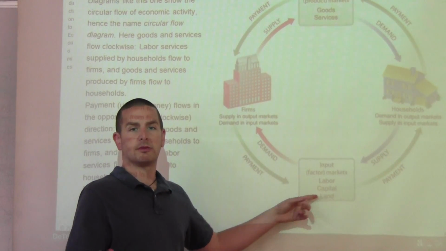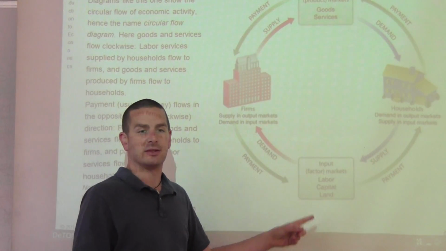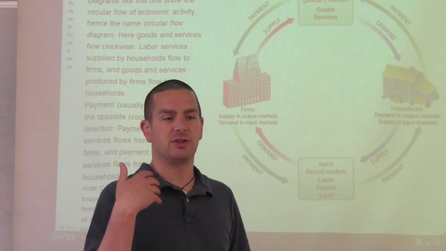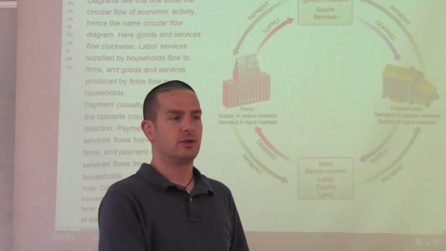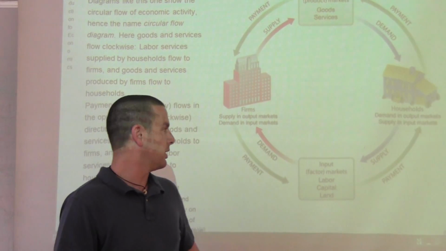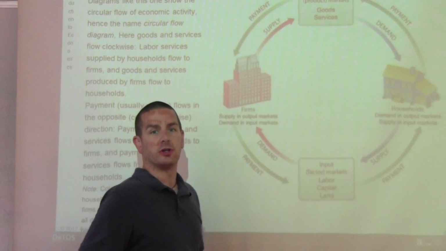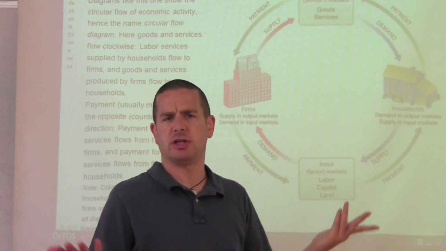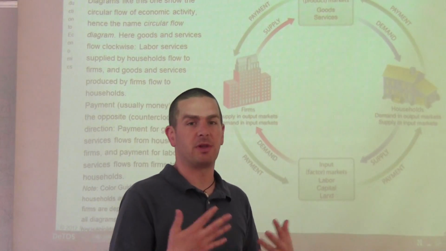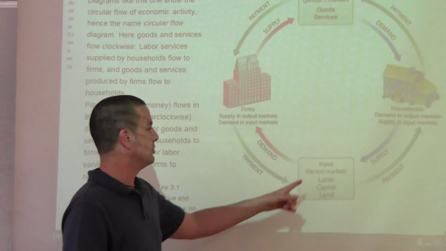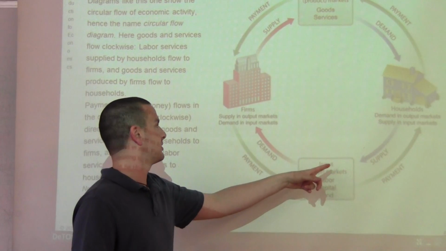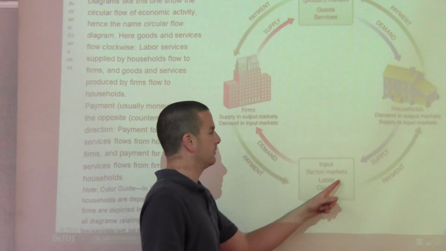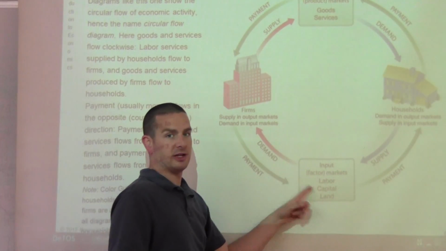However, maybe you're wealthy, right? You own some land, okay? If you own land, then you're supplying your land to that production process. Or capital. Maybe you're an entrepreneur. You own machines, right? You own car-making machines. Then you would be supplying your machines to the production process. You do that on input markets. So you supply your land, labor, or capital on the input markets, okay?